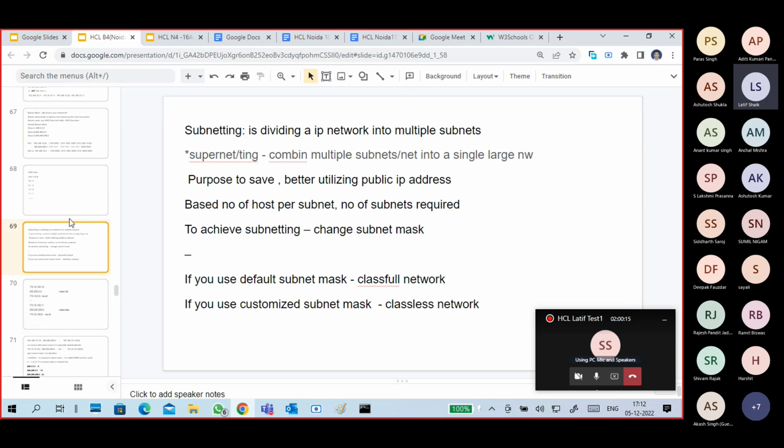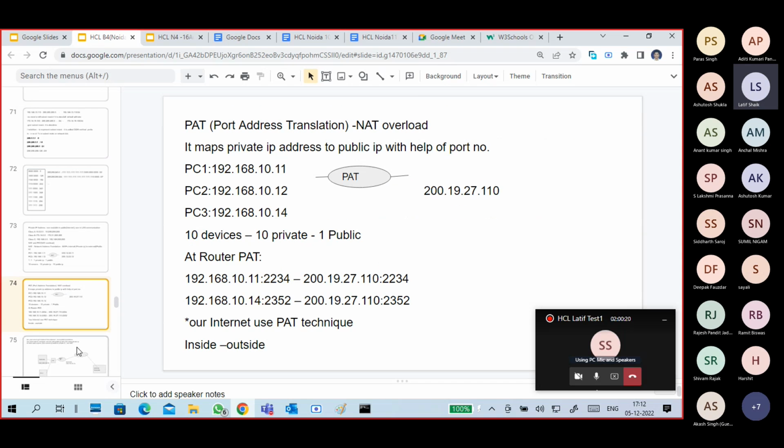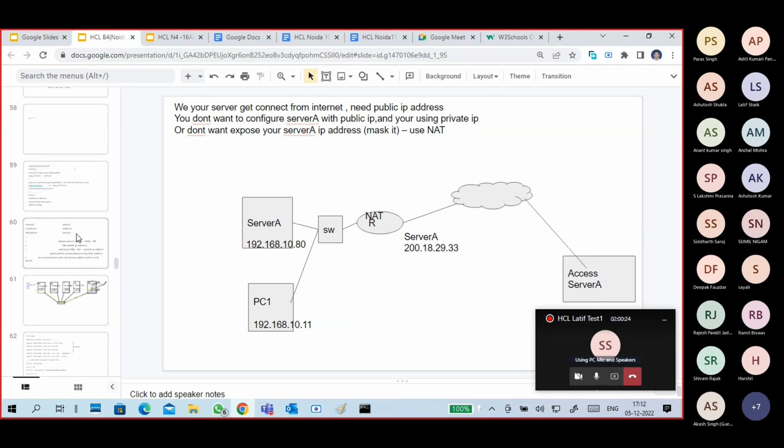I have to give you a break, guys, but I'm not giving one. If I keep going like this, you will die. Now take a break, guys, 10 to 15 minutes, and we'll see the subnet mask, private IP addresses, and NAT. Then your IP address part is completed.